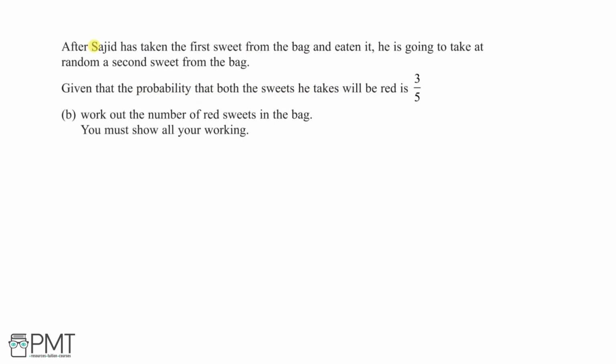We are then told, after Sajid has taken the first sweet from the bag and eaten it, which means it's not replaced, he's going to take at random a second sweet from the bag. Given that the probability that both of the sweets he takes will be red is 3/5, work out the number of red sweets in the bag, and we must show all of our working. And this part is worth 5 marks.